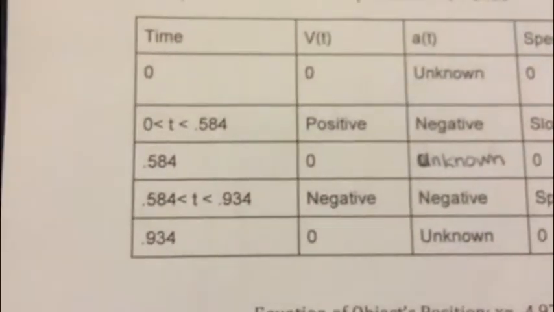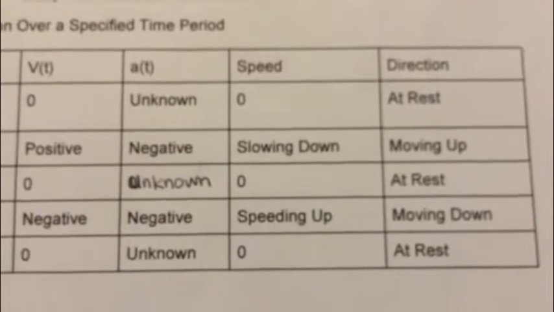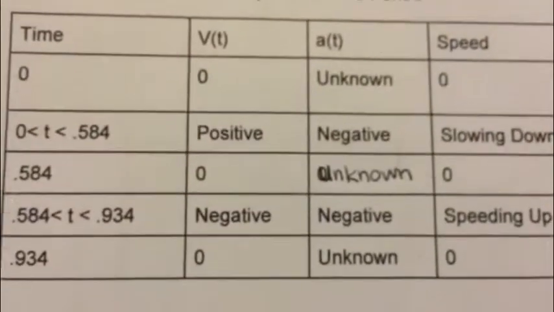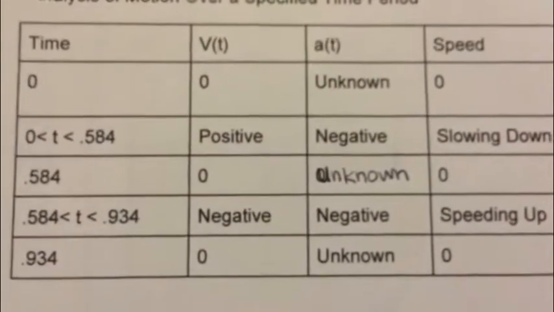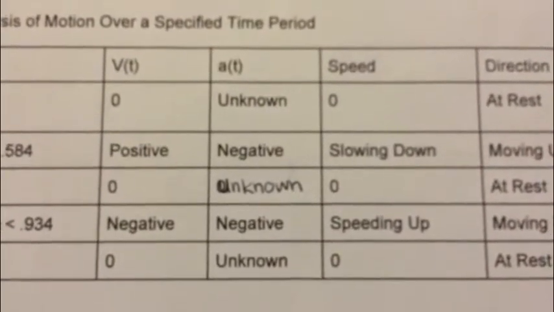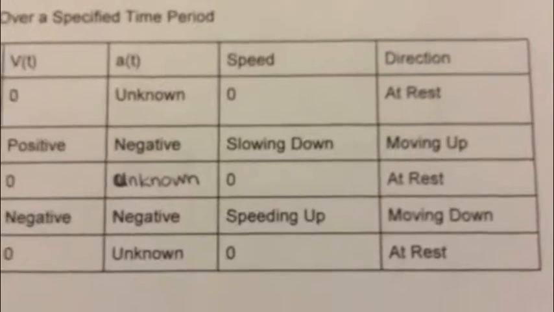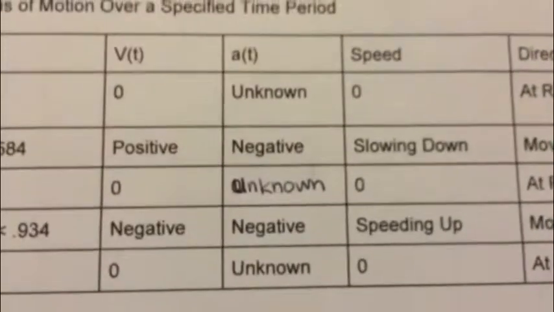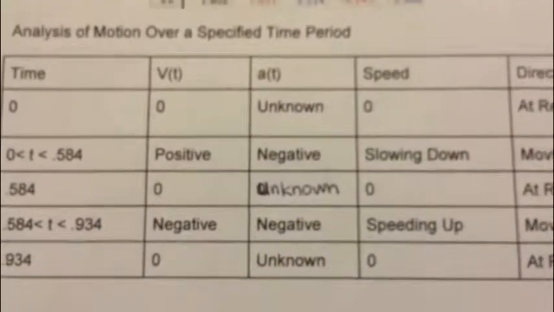In between the time of 0.584 seconds and 0.934 seconds, the position of the ball is moving down. This makes the velocity negative because the position is moving negative, and the acceleration negative because gravity is always pulling it down, and the speed is speeding up because both velocity and acceleration have the same signs.